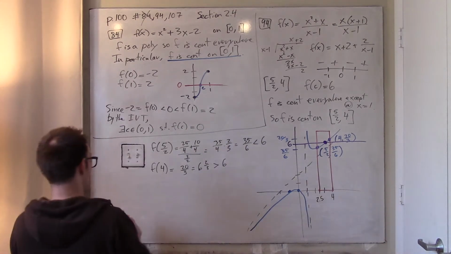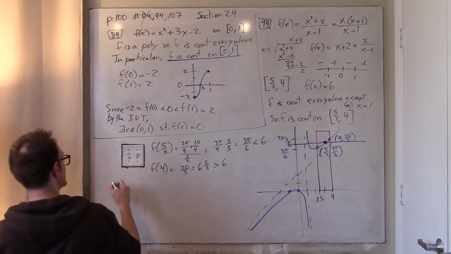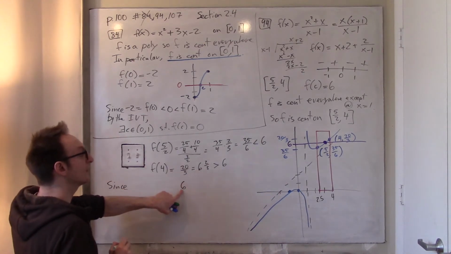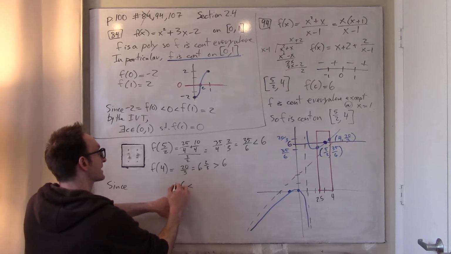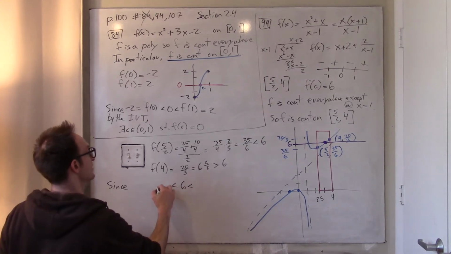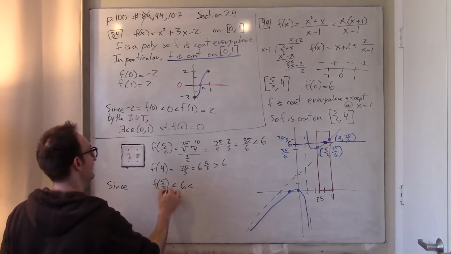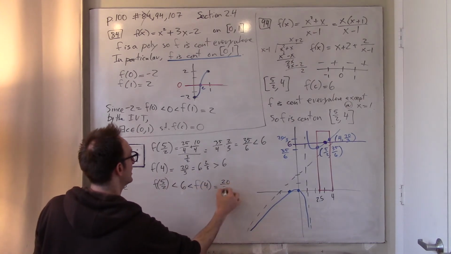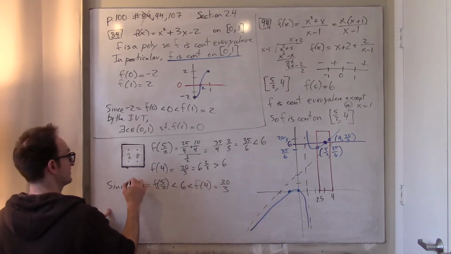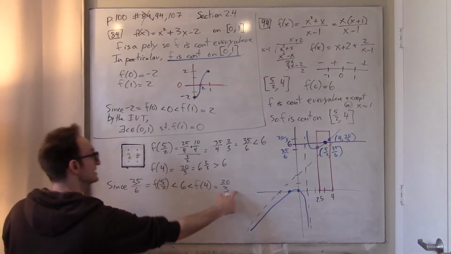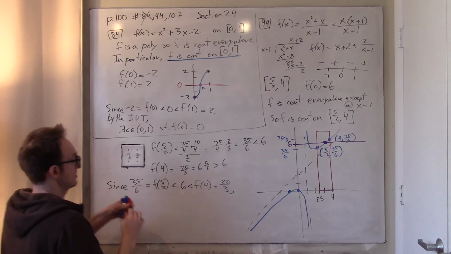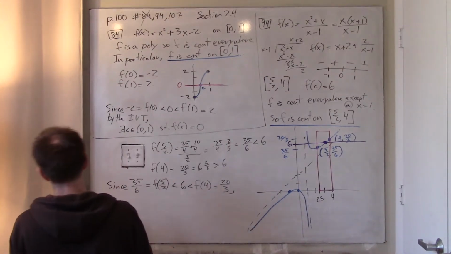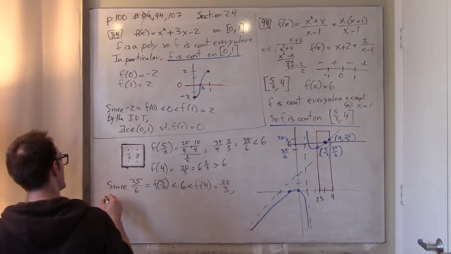And so, what we do is we say, since the intermediate value that is being suggested is 6, and 6 really is an intermediate value because it's between f of 5 halves and f of 4. f of 4 we calculated to be 20 thirds, and f of 5 halves we calculated to be 35 sixths. So since this is true, and since the function is continuous on this interval, this is exactly what the intermediate value theorem is designed for.